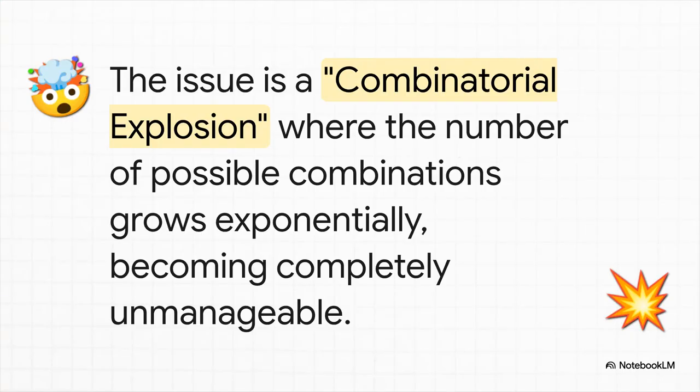Now, this isn't just some phrase we made up. It's a very real concept in computer science. It's called a combinatorial explosion. It's what happens when the number of potential combinations just grows exponentially, making the whole system completely unmanageable.